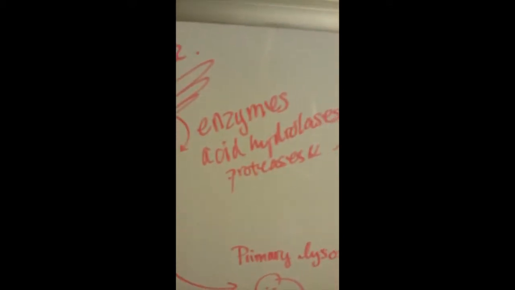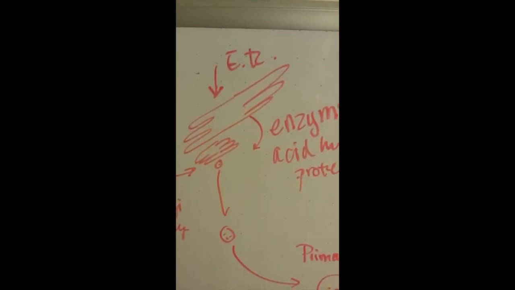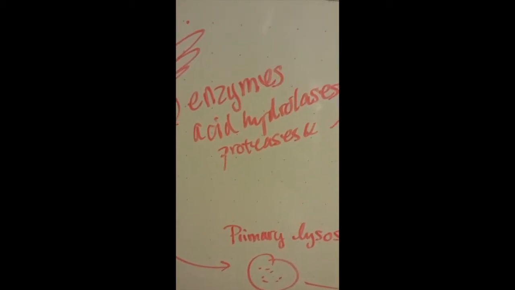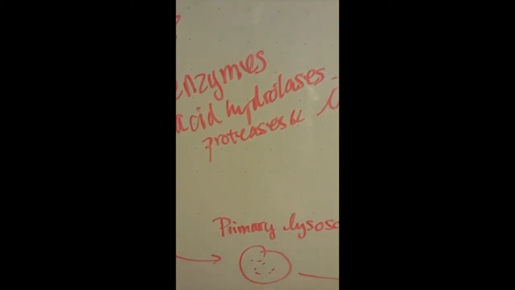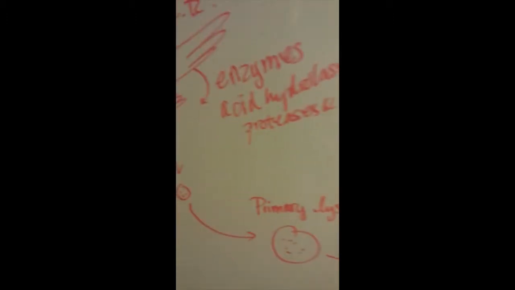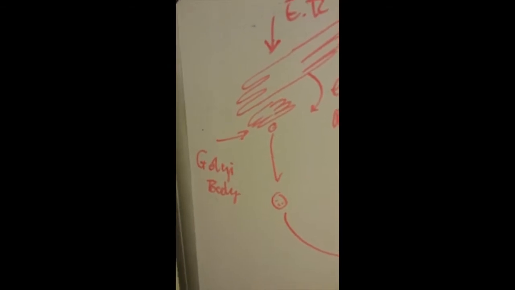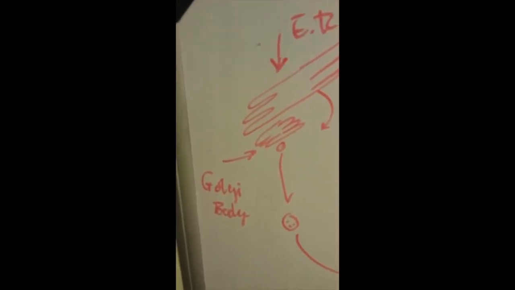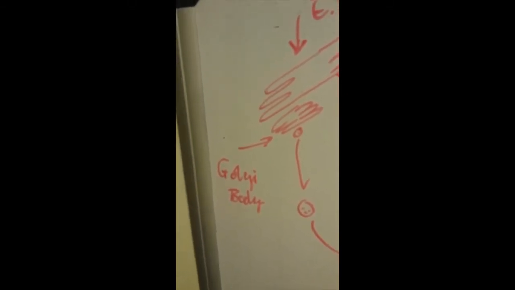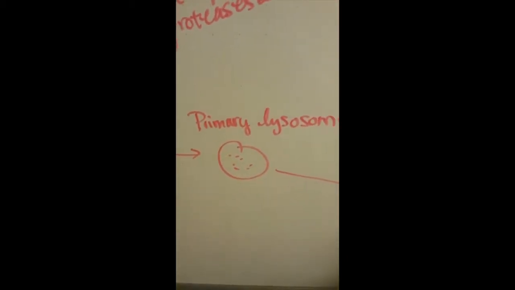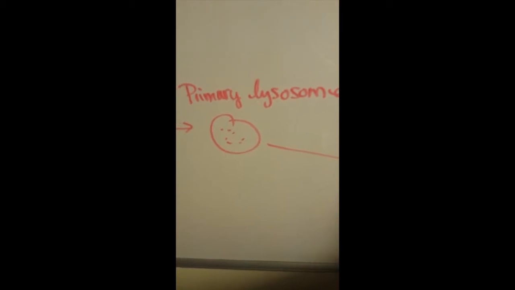It starts off with enzymes formed in the endoplasmic reticulum that are known as acid hydrolases. Examples of acid hydrolases include proteases and lipases. These enzymes are packaged in the Golgi body, where a single outer membrane that constitutes a phospholipid bilayer buds off and forms a vesicle. This is the primary lysosome in this stage.